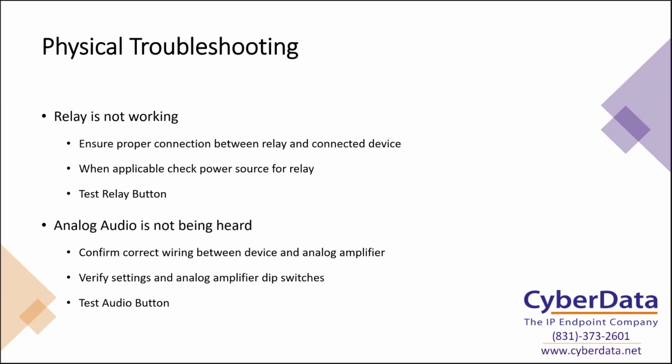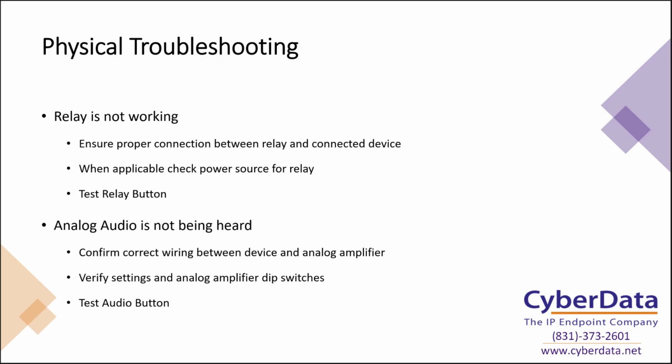Finally, when we get to physical troubleshooting, and this is something that you can counter, of course, with analog systems, but also when your relay is potentially not working, or you're putting in the code and your door is staying unlocked and it's not returning into the lock state. First and foremost, you want to check and make sure that everything is properly connected, of course, with the relay of the CyberData device, and then whatever you have it connecting to.